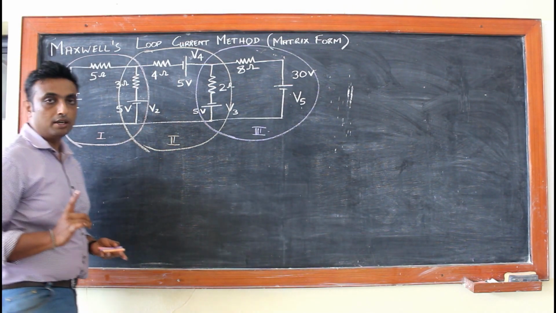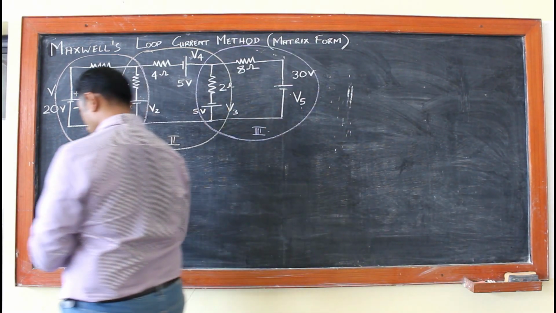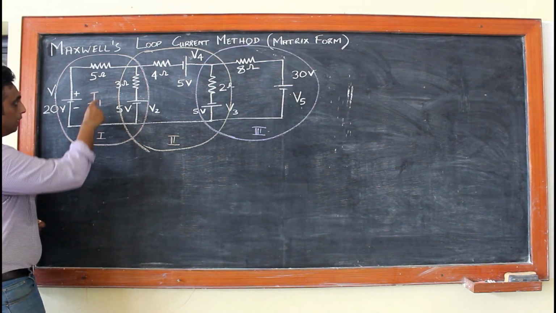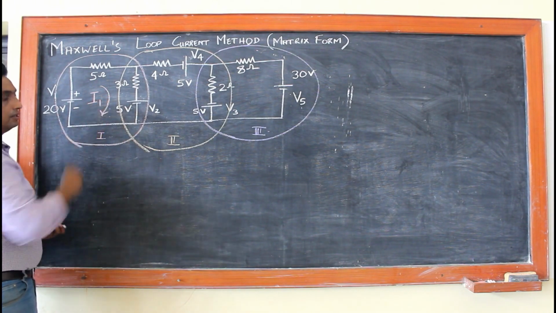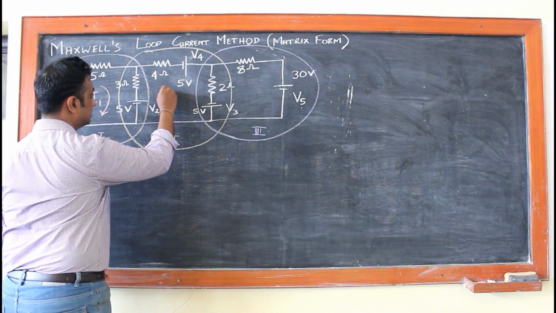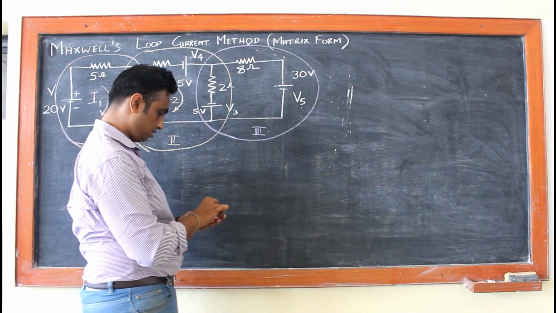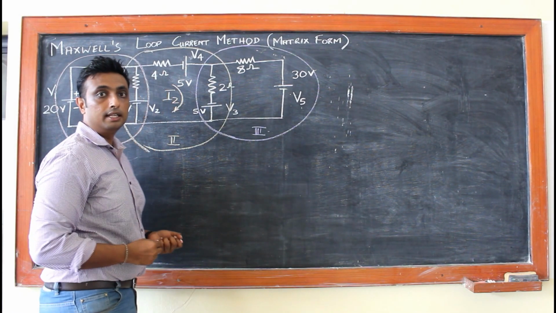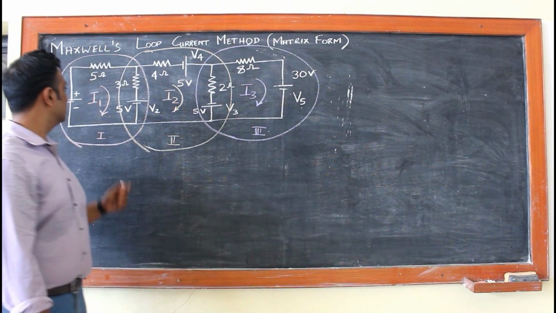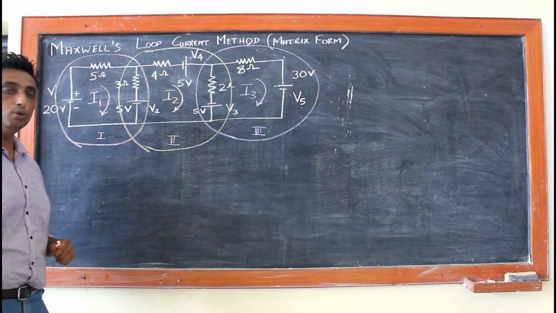Now, the second step in the shortcut method: label your loop currents. Since this is loop 1, this is I1. Since this is loop 2, this is current I2. And since this is loop 3, this is current I3. So altogether, I have I1, I2 and I3, which are my loop currents.